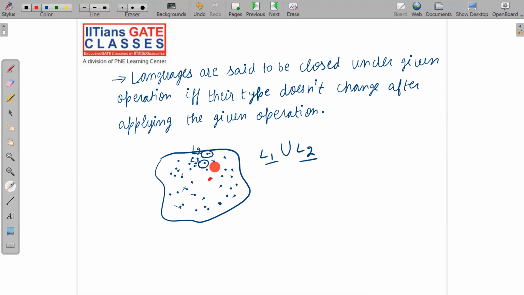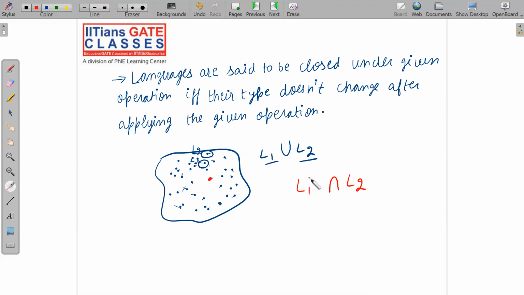Okay, so let me say it in some other manner. See, we can say a set of languages is closed if their type does not change. This means what? Given two languages, if we are able to guarantee that whenever we apply a certain operation like union, then the union of these two must remain in this set only. If we are able to guarantee this, then we will say that the particular set of languages is closed under the union operation.